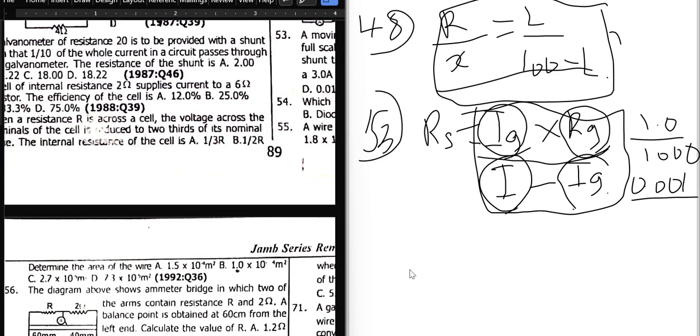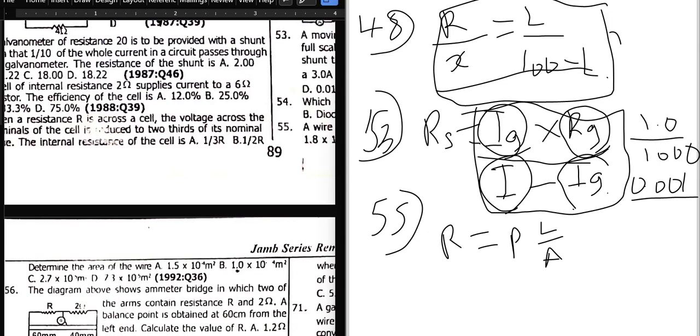It says determine the area of the wire. So we're looking for A. So this is 55. We're looking for A. So what we're going to do is, this is the formula we're supposed to use. We're supposed to say R is equal to ρ, resistivity, times L, length, over A, area.